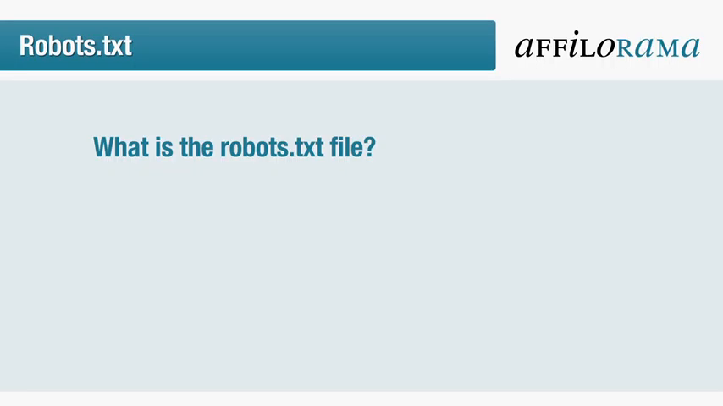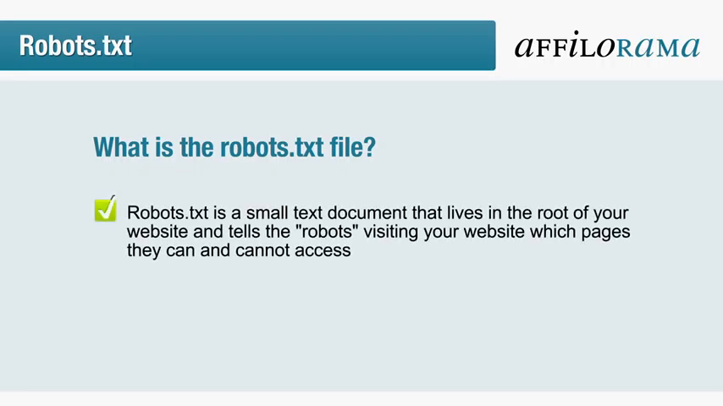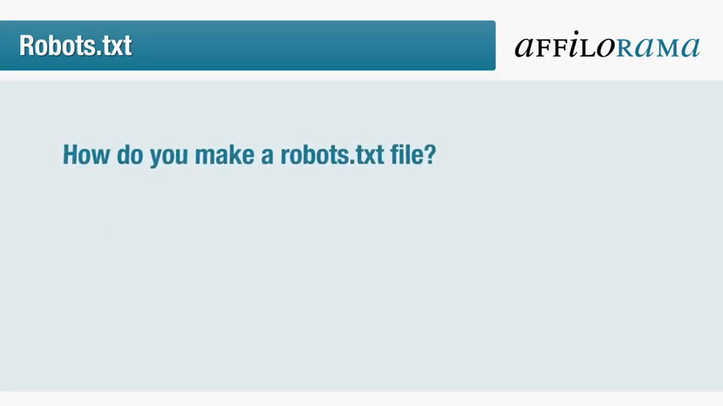What is the robots.txt file? Robots.txt is a small text document that lives in the root of your website and tells the robots visiting your website which pages they can and cannot access. When one of these robots visits your site, the first thing they do is go looking for the robots.txt file. They listen to your requests and won't visit pages that you've disallowed. So how do you make a robots file?